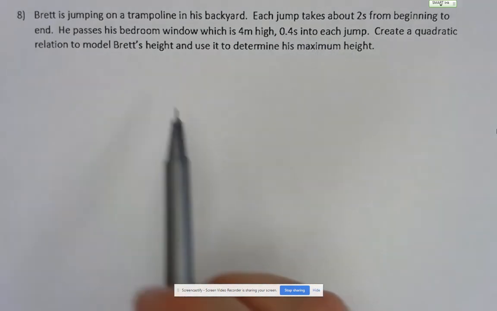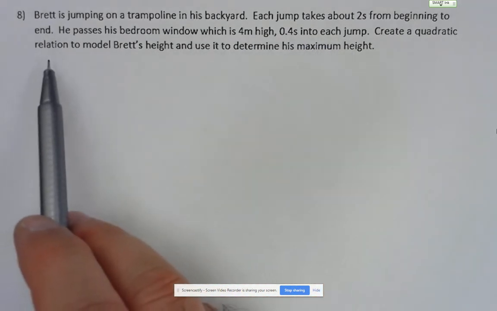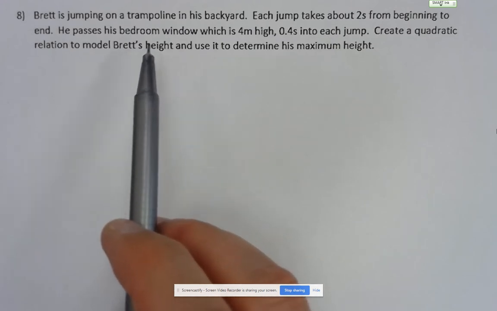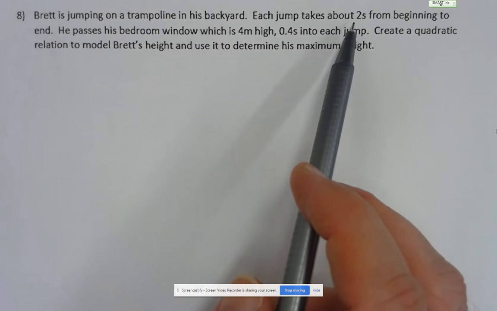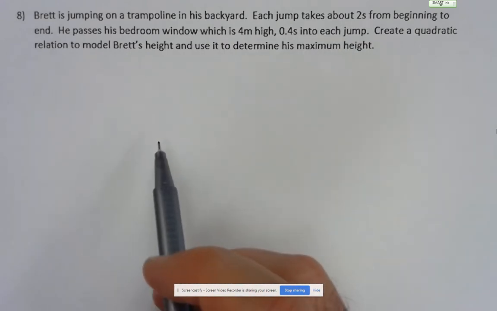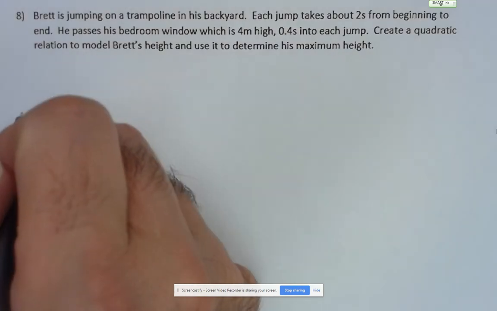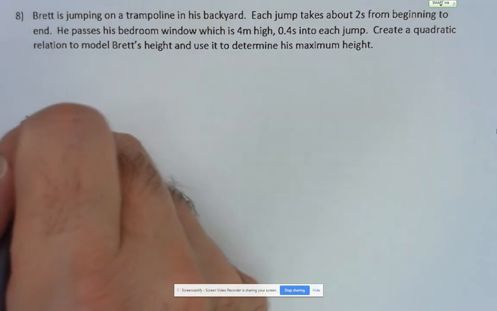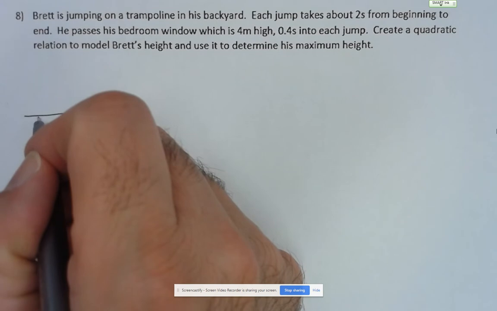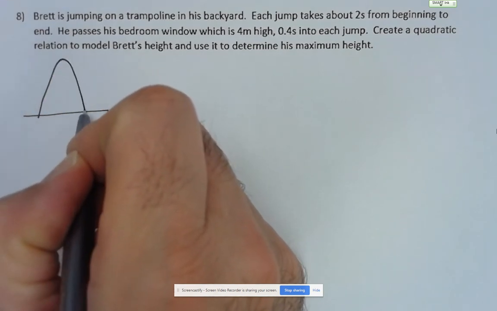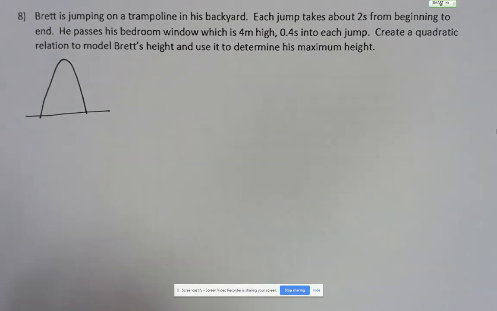Create a quadratic relation to model Brett's height. Let's take a look at what our variables are. We've got height with respect to time, and then use it to determine the maximum height. As I often suggest, I'm going to draw a diagram here. We have somebody on the trampoline going up, and over time eventually comes back down. But what I want to do is put this on a Cartesian plane.